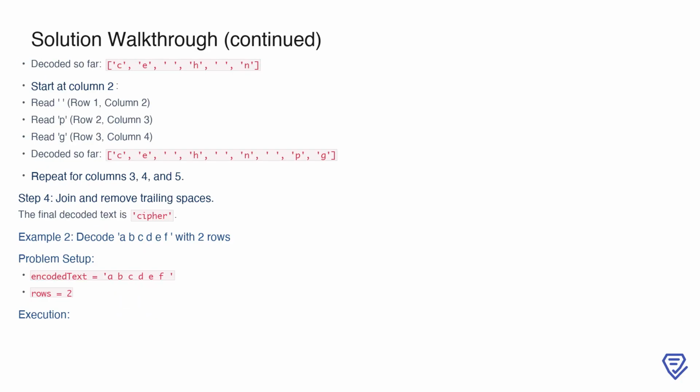Continuing the diagonal traversal, we move to column 2. Here, we read a space from row 1, column 2, P from row 2, column 3, and G from row 3, column 4. Adding these to our decoded text gives C, E, H, N, P, G. This process is repeated for columns 3, 4, and 5, completing the diagonal traversal. Finally, we join all the decoded characters into a single string and remove any trailing spaces. The result is the decoded text. This step-by-step approach ensures we decode the slanted text systematically and accurately.